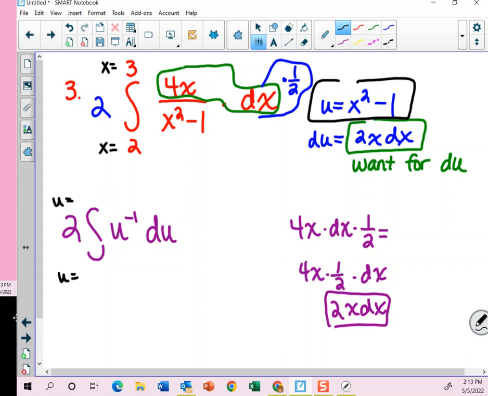U is x squared minus 1. So this is going to be, when x is 2, 2 squared minus 1, which is a 3. And then up top, 3 squared minus 1, that's going to be an 8.